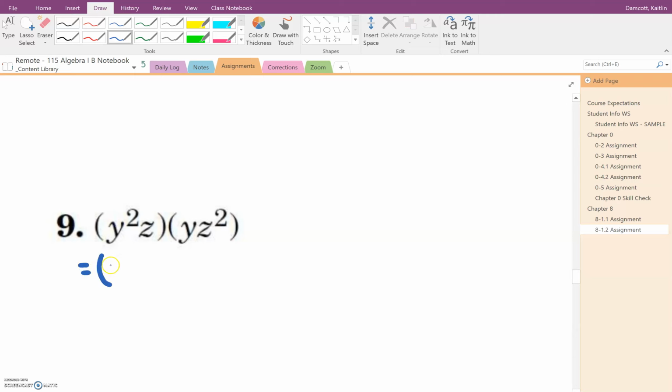In the first monomial, I have a y squared term. And in the second one right here, I have just a y. And then I want to do the same thing with my z's. So I've got a z, and then I've got a z squared in the second one.